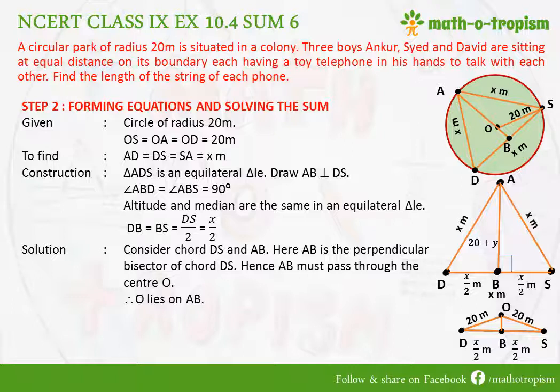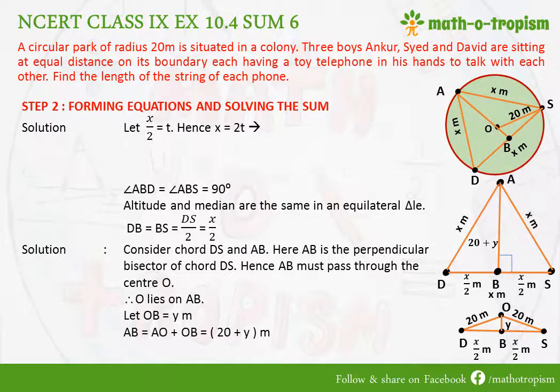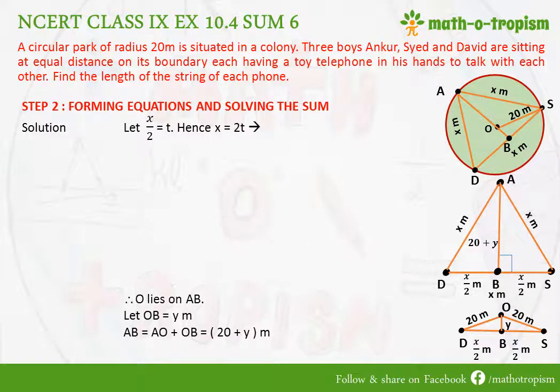For this, first we will take OB as y meter. As a result, the length AB becomes OA plus OB, which is nothing but 20 plus y meter. Now take the individual triangles. For easier calculation, let x by 2 be equal to t. Therefore, x will be equal to 2t. We will keep it separately.